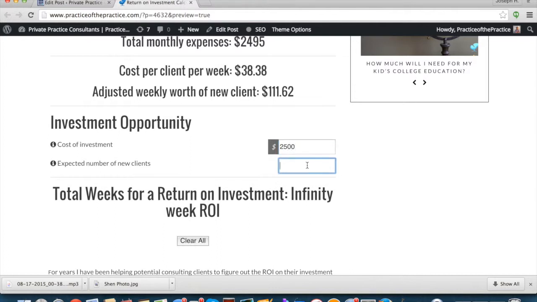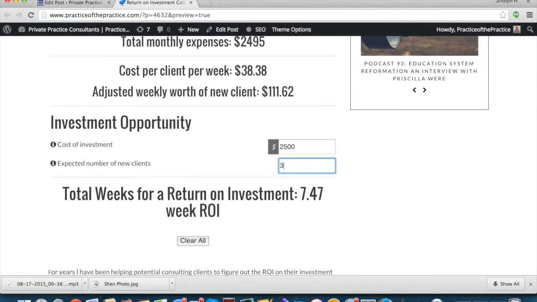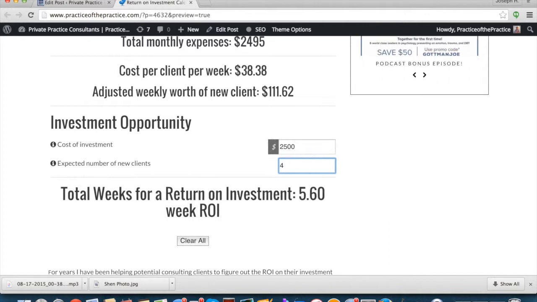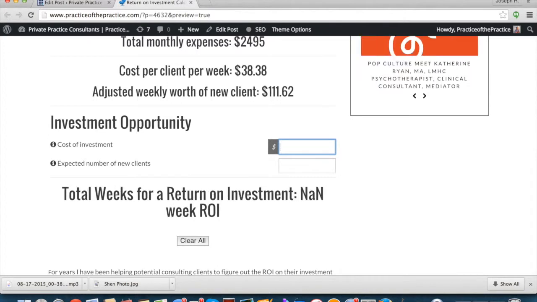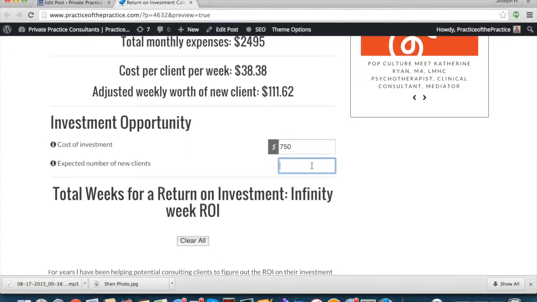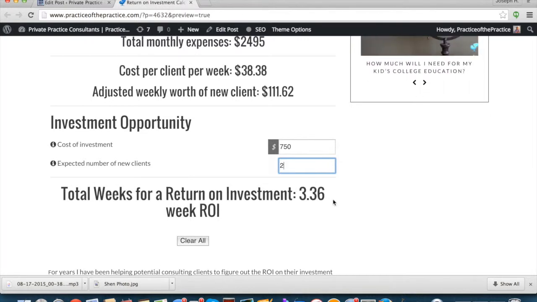And you say, well, what if I get 3 clients out of that? Then that means it's going to take 7.5 weeks or so to pay yourself back for that investment opportunity. Say you get 4 clients out of it, it's going to take about 5 weeks. Say you get 2, it's going to take about 11 weeks. Say you only get 1, it's going to take 22 weeks. So this is a great way to figure out, if the local newspaper says you can do this new ad for $750, and you hope to get 2 clients out of that, then within 3.36 weeks, you are going to pay yourself back that $750.